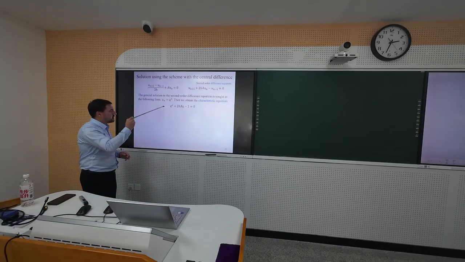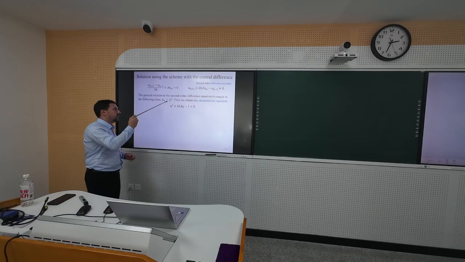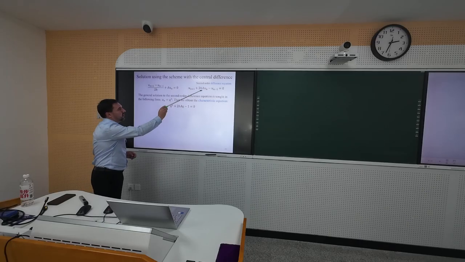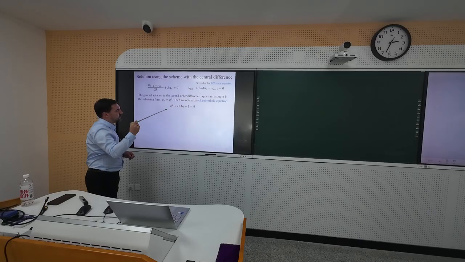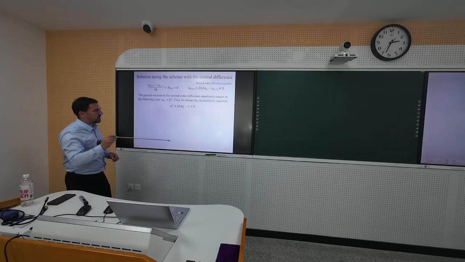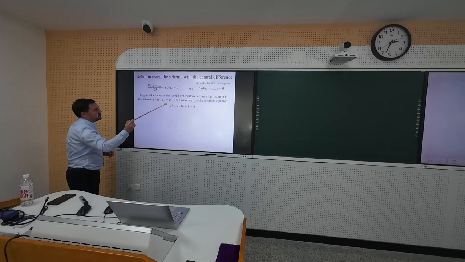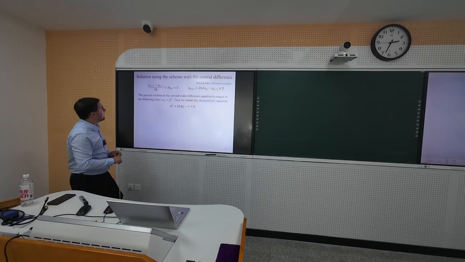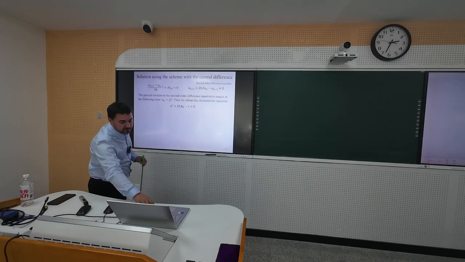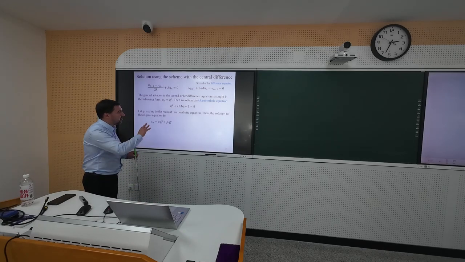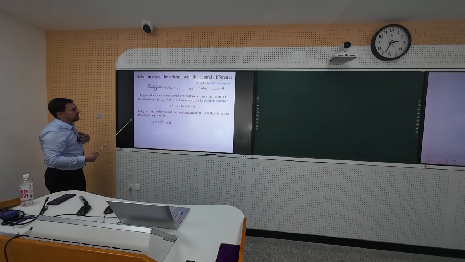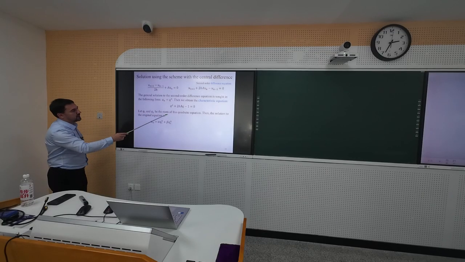So we suppose the solution has the following form. Then we put it here, q to the n plus 1, q to the n minus 1. We divide by q to the n minus 1 and get this quadratic equation to find the roots of our characteristic equation. Suppose we know the roots, it is possible to find them. Let q1 and q2 be the roots of this quadratic equation.